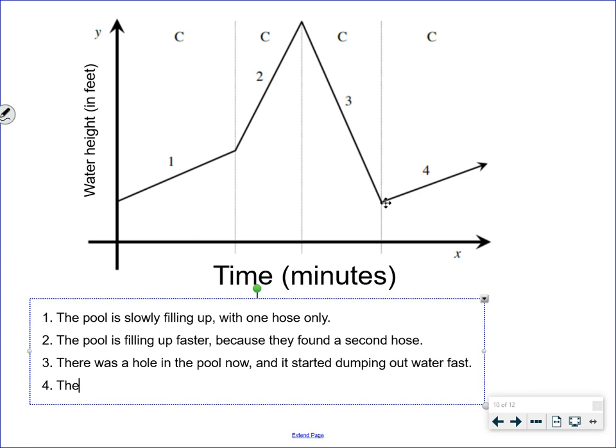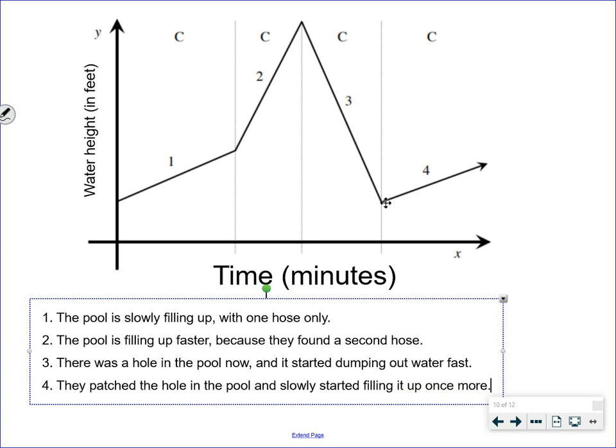They patched the hole with like special tape. I don't know, maybe it wouldn't be nice if there was some type of special tape that you could put even underwater. Yeah, some of you know the reference I'm talking about. They patched the hole in the pool and slowly started filling it up once more. There you go. Oh, with one hose or two? Probably with one. See that? They didn't want to push their luck.